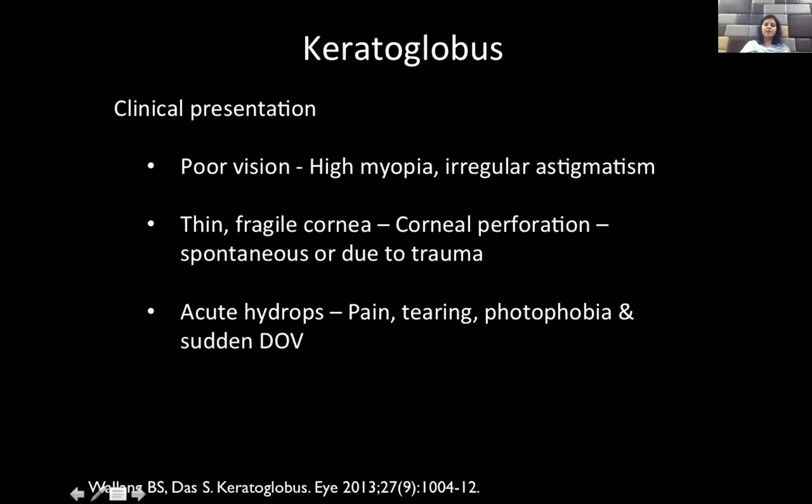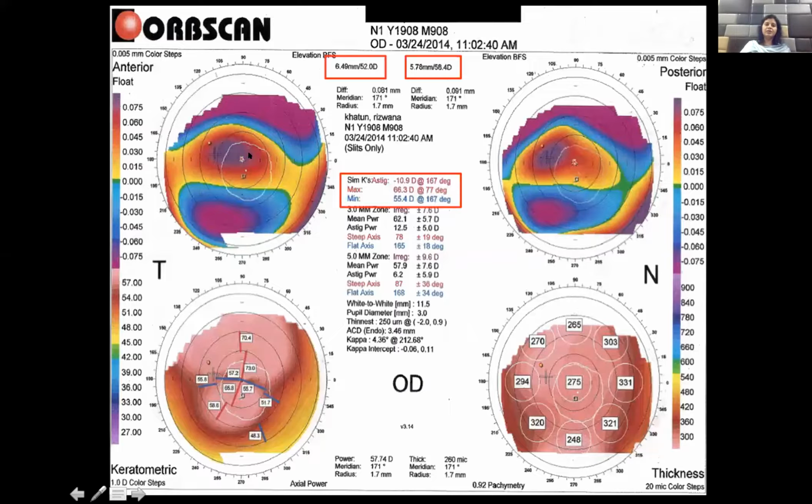Now let's look at this keratoglobus patient. You can see that there is protrusion superiorly and inferiorly. And when you look at this pachymetry map, you can see it's 275, 265 in the center as well as the periphery, all around. There is corneal thinning. So that's how you pick up a case of keratoglobus.